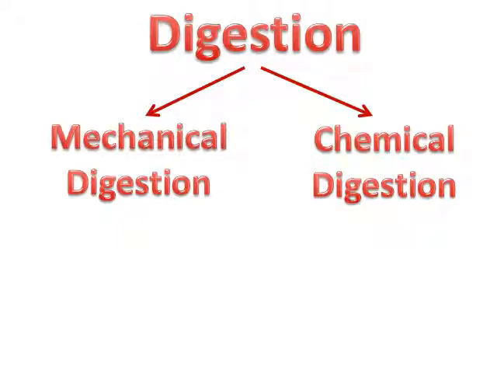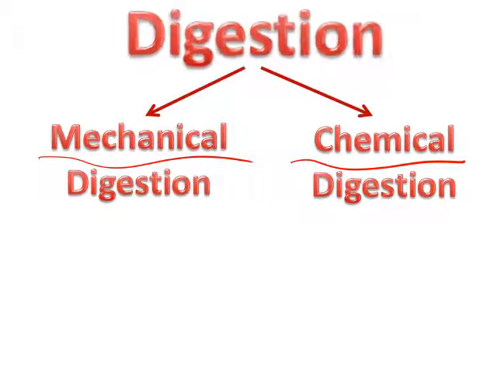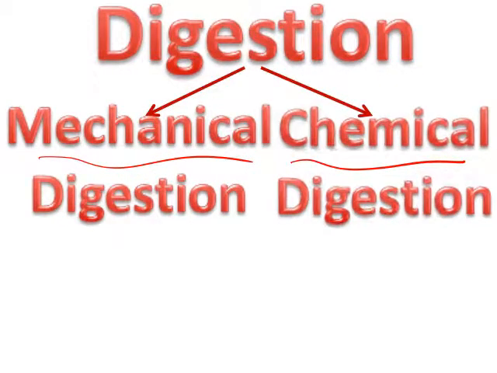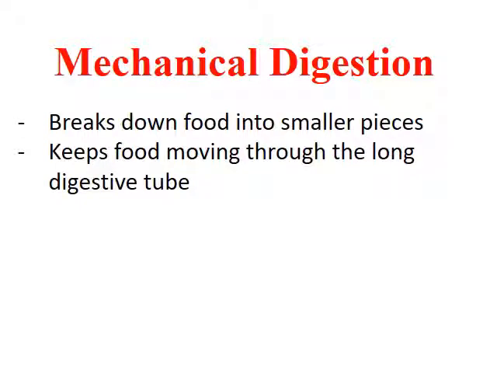So digestion can be divided into mechanical and chemical. Mechanical involves breaking down food into smaller pieces. Chemical involves the action of enzymes. So mechanical digestion is the breaking down of food into smaller pieces. This will keep food moving through the long digestive tube.